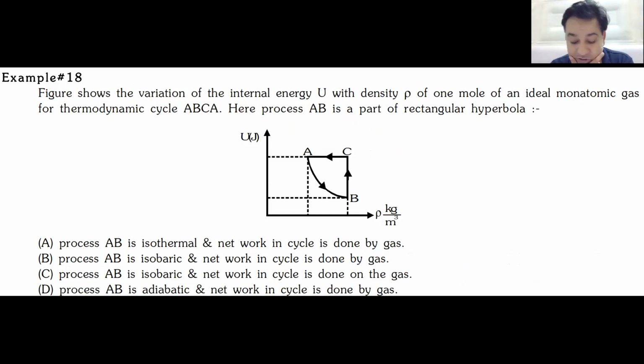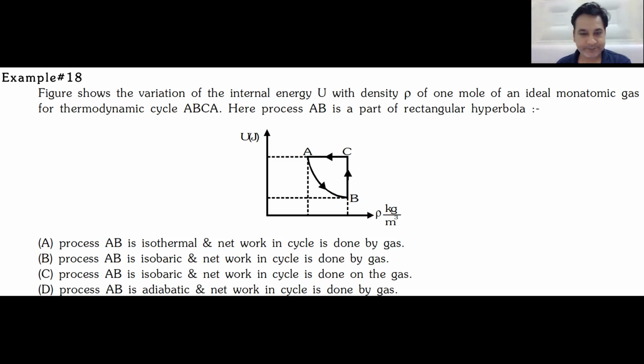For 1 mole of an ideal monatomic gas, this is given for the thermodynamic cycle A, B, C, A. Here process AB is part of a rectangular hyperbola, XY equal to constant. Do you know rectangular hyperbola? Which option is correct? I'll give you a minute to do this, and let's hope that you don't guess and get the correct answer. You have the correct logic and then you get the correct answer.